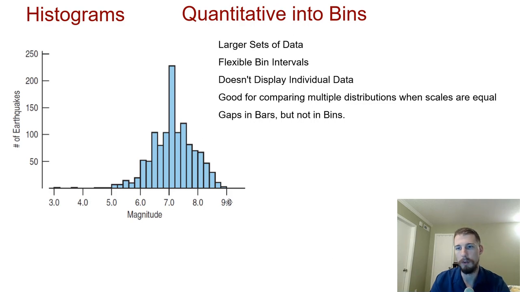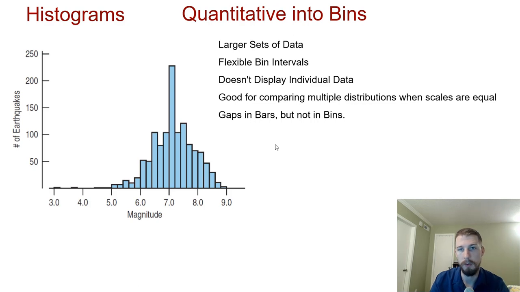Which we use if we have smaller sets of data and we can actually show all the individual datum. But if we have thousands of earthquakes that we are trying to summarize, we don't want to see the data for all 1,000. We just want to stack them up in bins where we can read the magnitude and the size of the bins.